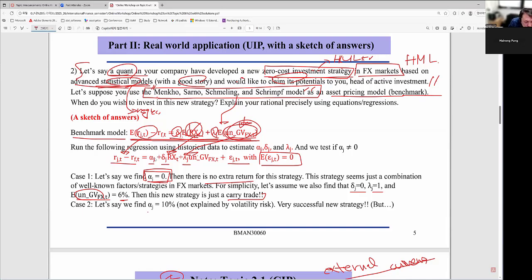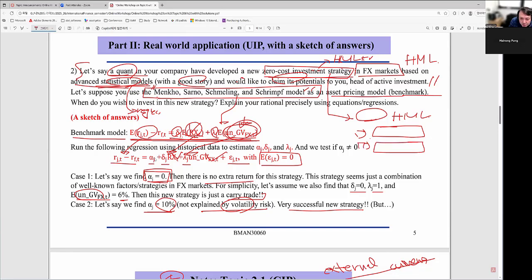Let's say instead we find something, the alpha is 10%, then this is not explained by any of these factors. This is a new return. So we can say that this is a very successful new strategy. So in order to answer these questions, to get the perfect mark of 50, you need to explain the meaning of a zero cost investment strategy, high minus low. So you can start with, let's say you develop a new strategy, and based on the new strategy, you're going to form a portfolio, an FX portfolio, and using that portfolio, you're going to buy the high, and finance that by short selling the low, and then you want to test whether the return from this strategy is a new one or not using the benchmark model.